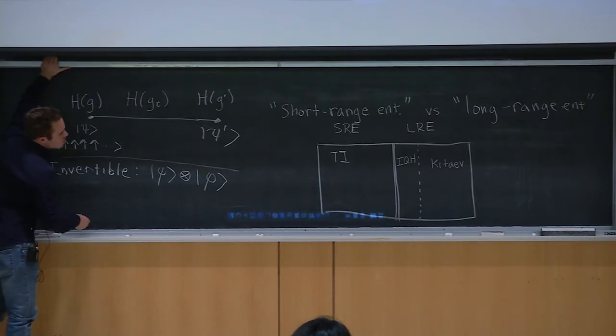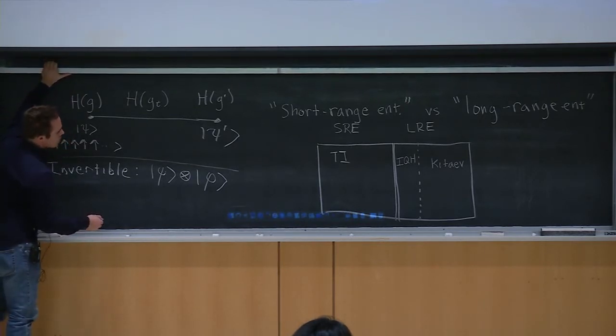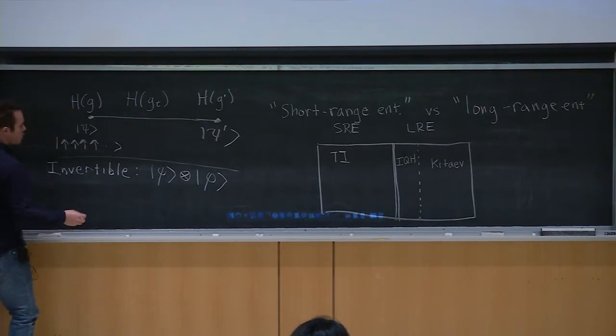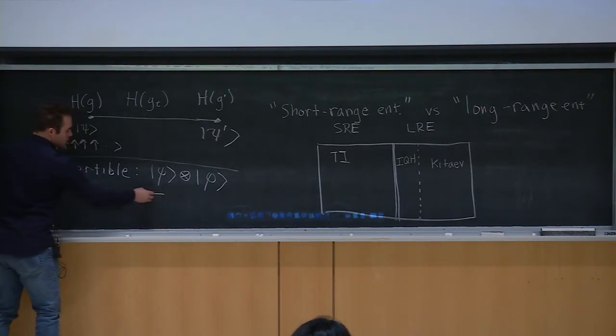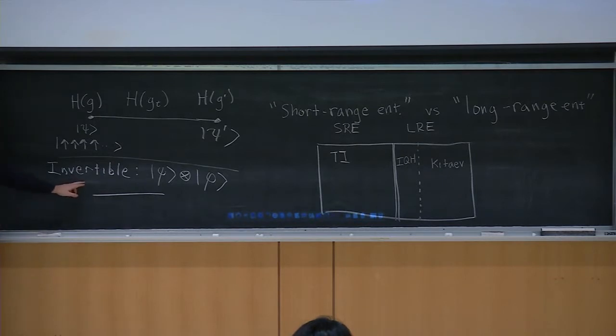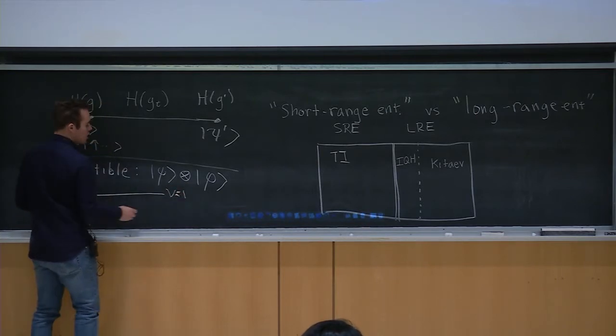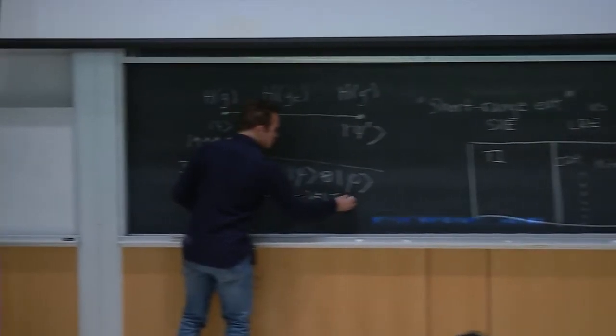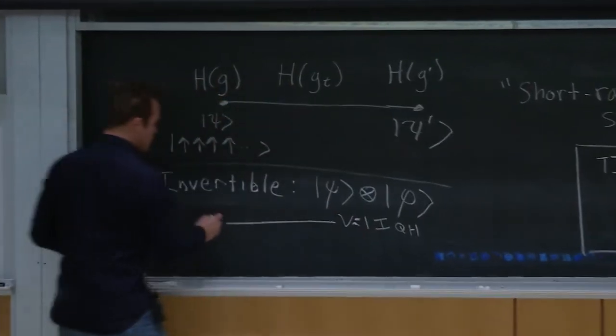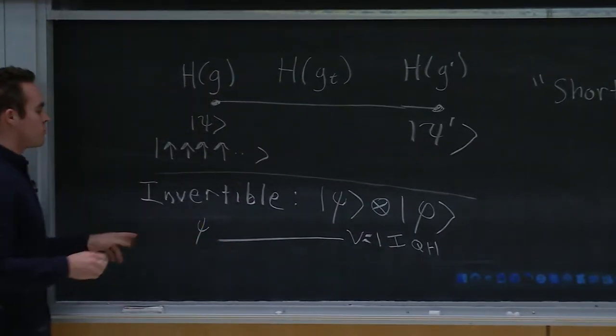If I was to draw a picture of this, let me give an example of an invertible phase. Suppose I take the nu equals 1 integer quantum Hall effect. So that's my state psi, and I want to test whether it's invertible.